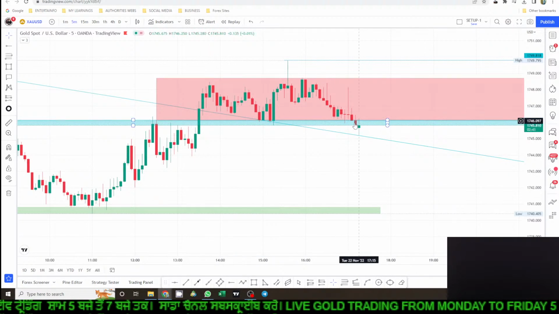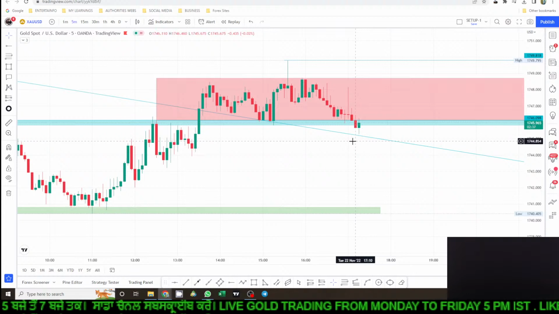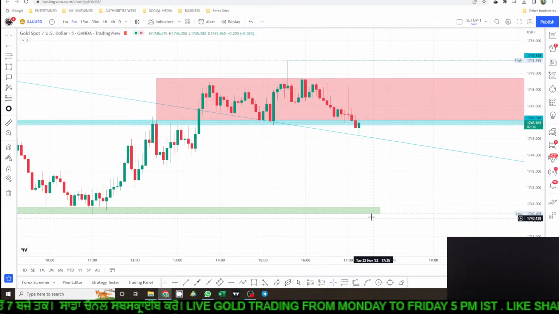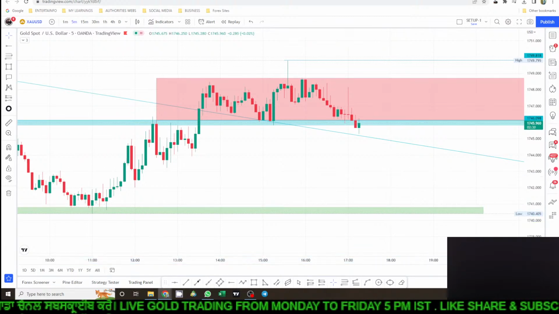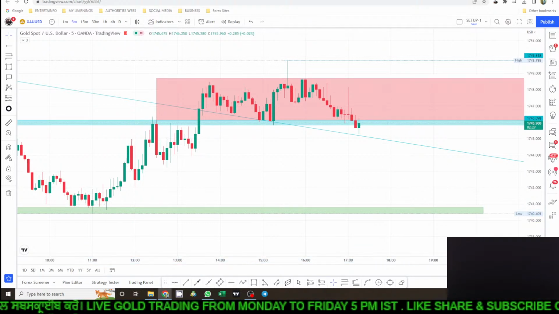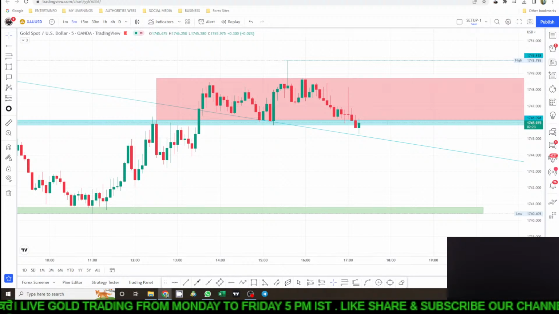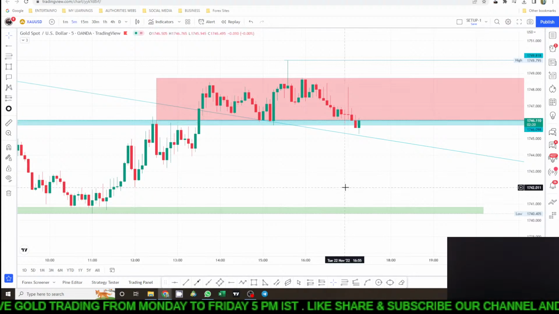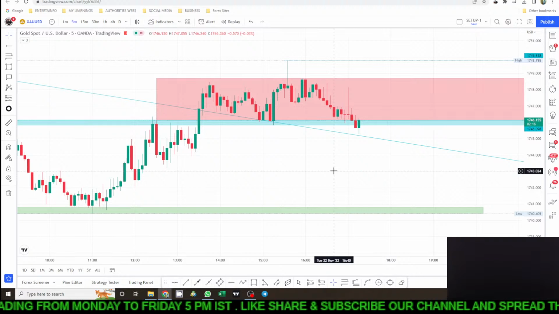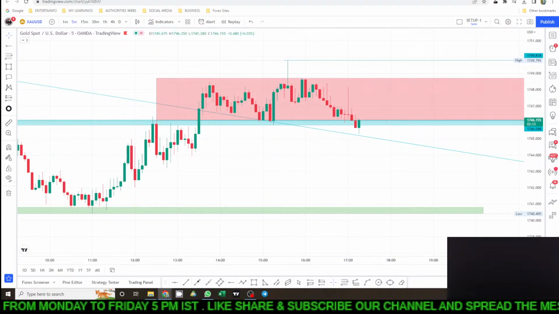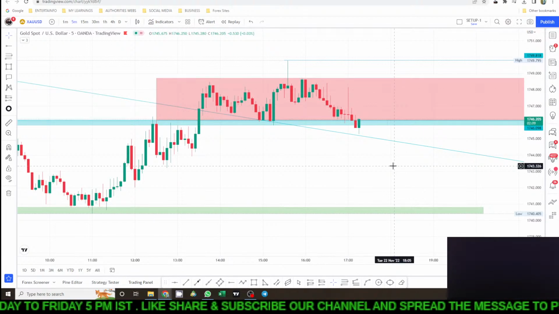So this candle is taking support from this trend line so far. I don't know, it can break down. If it breaks down, it's clearly a downward movement. Any questions, guys? So it's going to hit our stop loss.